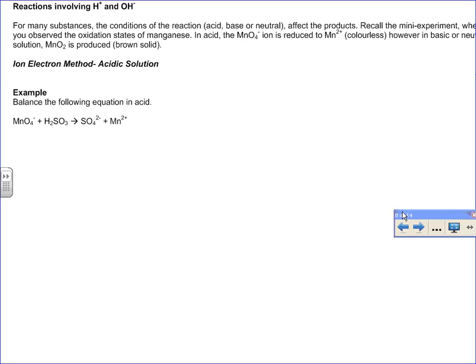Now the goal of balancing this reaction is the same. We want the atoms to be balanced, and we also want the charge to be balanced. So the steps are the same overall. Essentially what we're doing is breaking the reaction up into half reactions, balancing the individual half reactions, ensuring that the electrons are balanced, and then recombining them. In this case, the half reactions are the permanganate converting to Mn2+, and the hydrogen sulfite reacting to form SO4 2-.